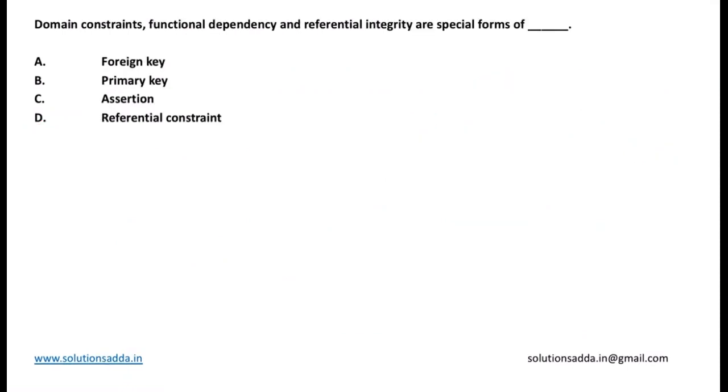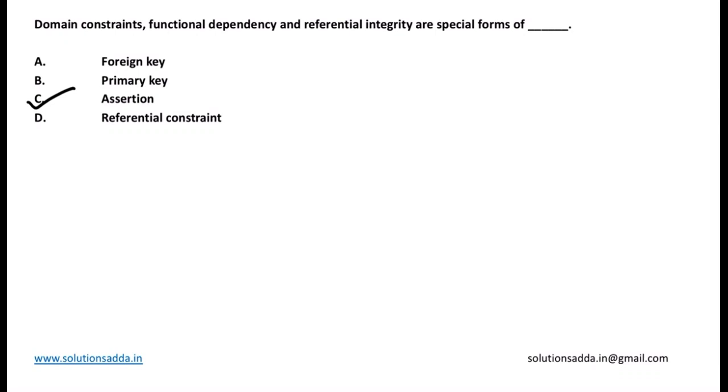This is a question from DBMS. Domain constraints, functional dependency, and referential integrity are special forms of. Options are foreign key, primary key, assertion, and referential constraints. The correct answer for this question is assertion. What do you mean by domain constraints? Domain constraints are constraints applied on a domain, just like age cannot be negative, etc.